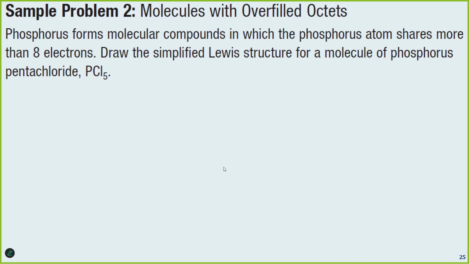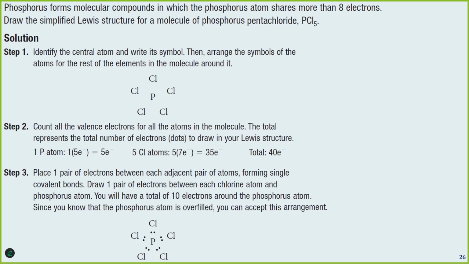Okay, if no problems, let's have a look at another sample problem. Phosphorus forms molecular compounds in which the phosphorus atom shares more than 8 electrons. Can you draw the simplified Lewis structure for the molecule phosphorus pentachloride, or PCl5? Alright, let's have a look at the solution together.